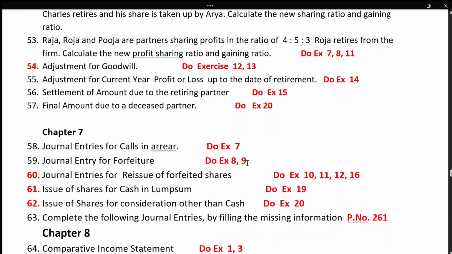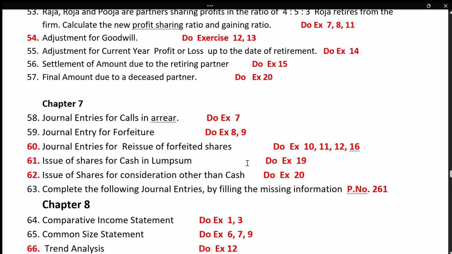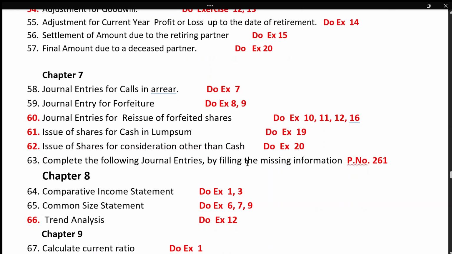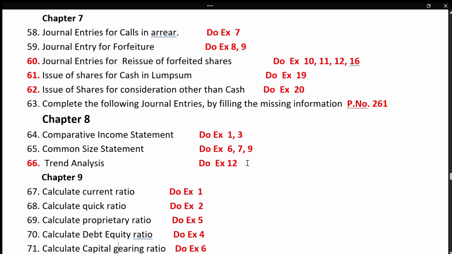Next is chapter 7: journal entries for calls in arrear, journal entry for forfeiture, journal entries for reissue of forfeited shares, and issue of shares for cash in lump sum. This is very important. And issue of shares other than cash, and missing information given in page number 261. That question is also a repeated one.